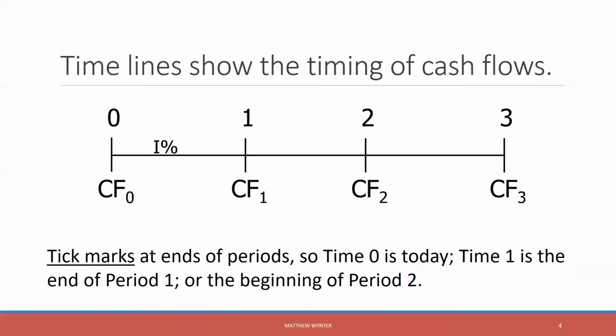Time 0 is today. So if this were an NPV problem, then I'd have my first cash flow. Typically, this would be some cost or some payment that I would make to have an investment project. And then in periods 1, 2, and 3, we would have cash flows that we have to discount back in order to get our net present value. We'll build on this as we go through.